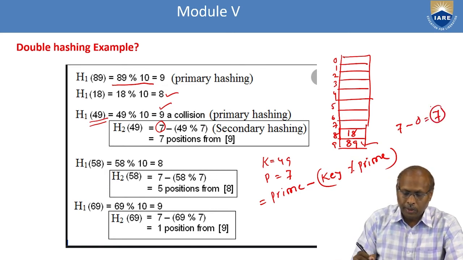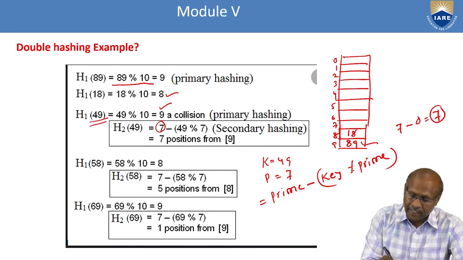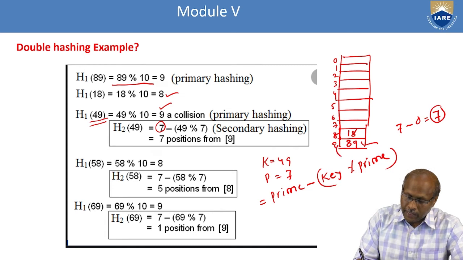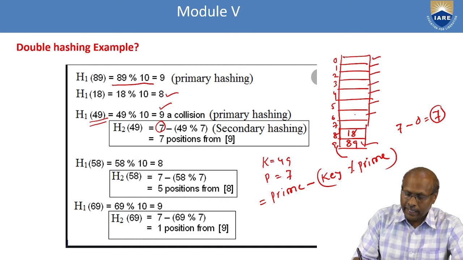So it says to go to the 7th place, 7 positions from the 9th, where the collision occurred. Because the collision occurred in the 9th place, from this place I should go 7 places: 1, 2, 3, 4, 5, 6, 7. So at this place I should store 49, because there is no collision.